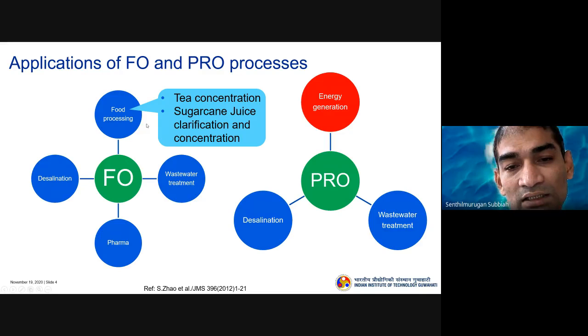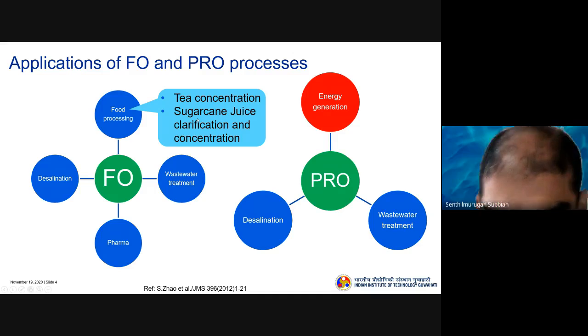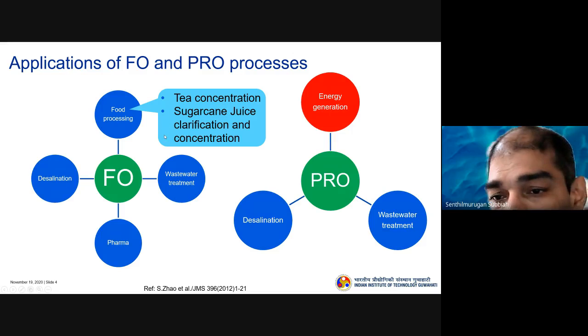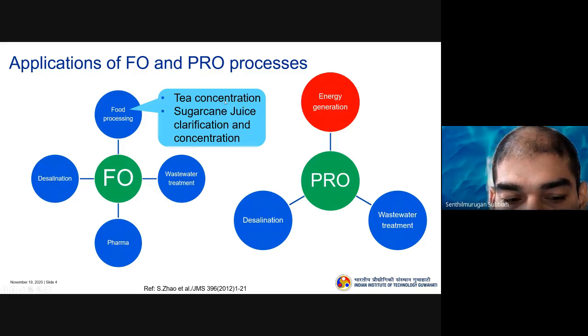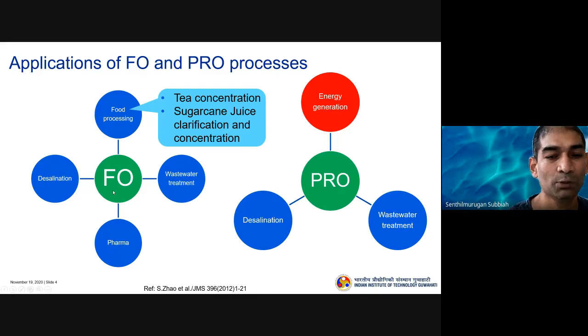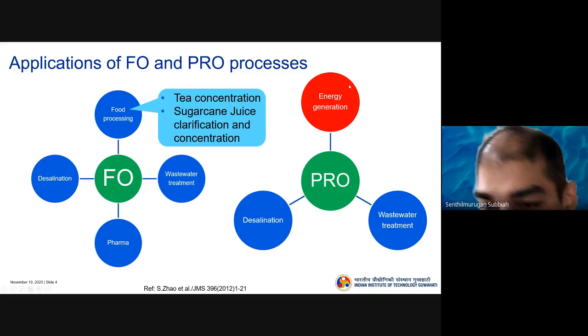So the tea concentration and the sugarcane juice clarification and concentration are the two applications we have focused on in our Water and Energy Lab. Two of my PhD students are working on them, so I will touch upon how we can use it. Apart from that, I will also cover how we can use FO and optimization, so how the process can be designed for a given application. How do you design a forward osmosis process? That also I will be covering in today's class.